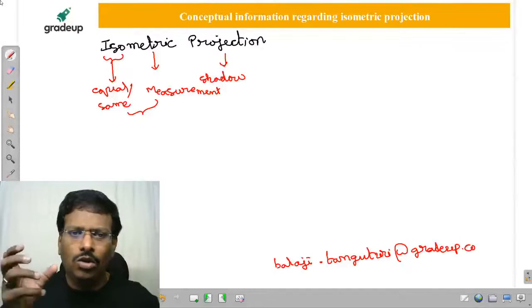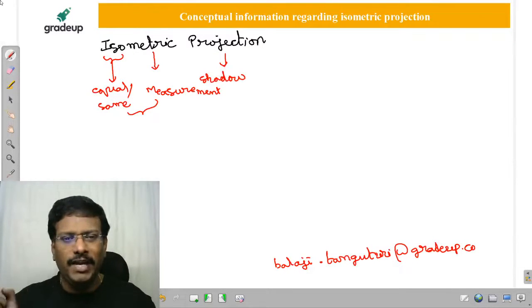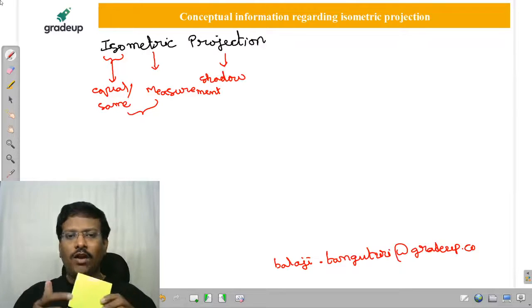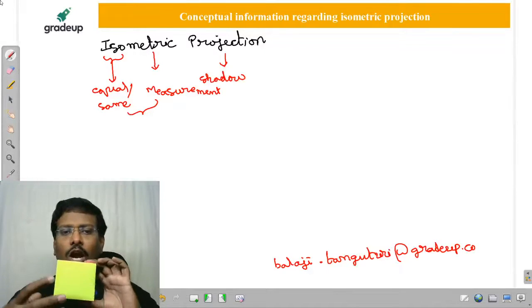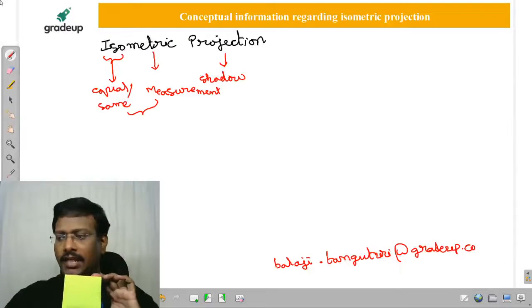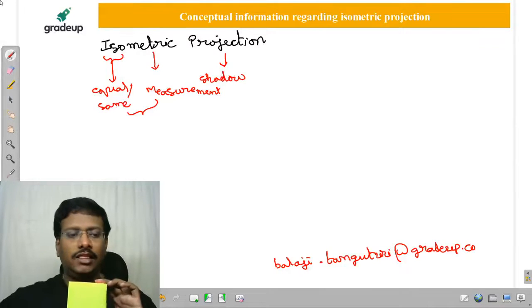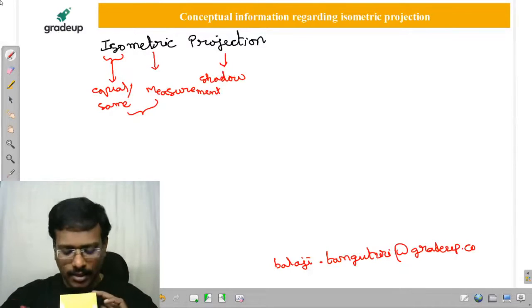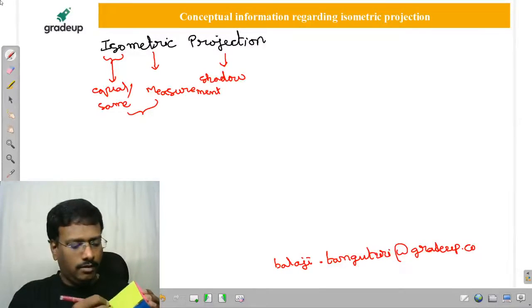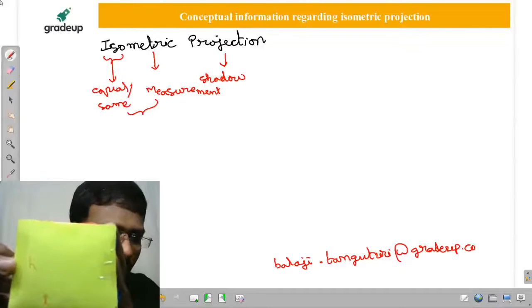So in order to know the complete information of an object, one view is not sufficient. We have to view from here in order to know the length and height. Is it clear, my dear friends? Let us consider this is going to be the length, and this is going to be the height. Length and height.